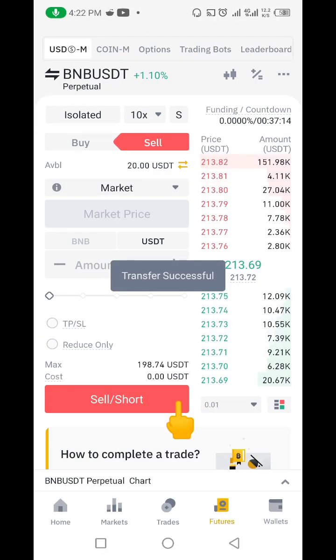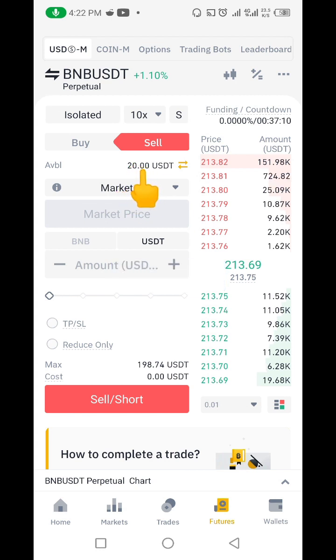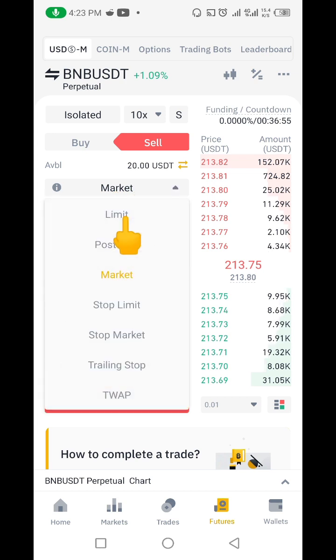If I click on that now and come here, you can see I have $20 here. I'm going to be doing this demonstration with the $20 that I actually have here now. Also, there's something I want you to understand, which is this market here. Let me click on it. You can see we have this market and we also have this limit. These are the two basic and major order types that you can choose.